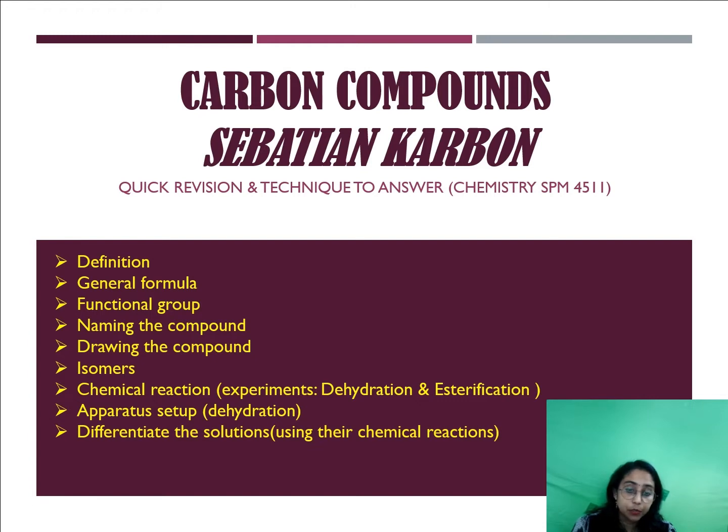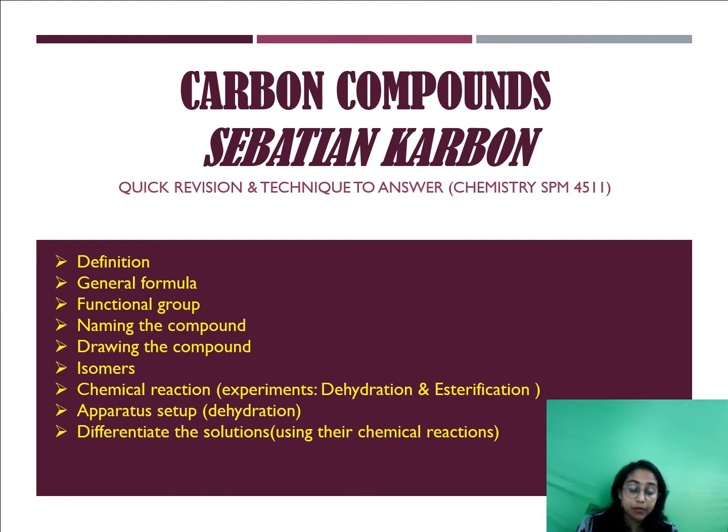Usually what students have to know in carbon compounds is the definitions. There are certain terms involved in carbon compounds, and you have to be well versed in explaining them. Secondly, students must know all the general formulas, functional groups, and also naming and drawing the compounds for all the 6 homologous series found in carbon compounds. You must also be well versed in defining isomers and isomerism, and be able to draw and name the respective compounds for isomers.